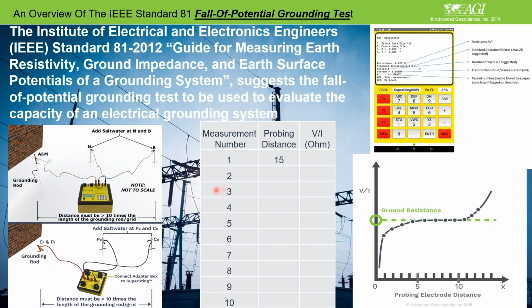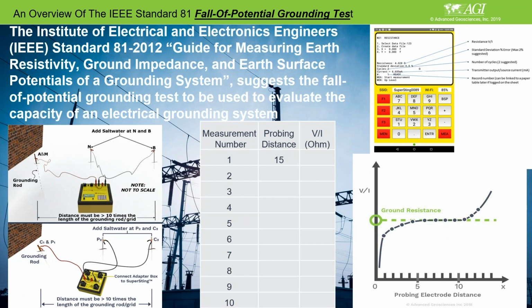Then place another current electrode away from the grounding grid. This is at least 5 times the size of the grounding system. For example, for a 3 meter grounding grid, you should go at least 50 meters away. For a 1 meter grounding grid, maybe you should go at least 3 meters away with that B electrode from the N electrode over here. And then you start separating this electrode probing distance, okay? And then you get the resistance measurements.